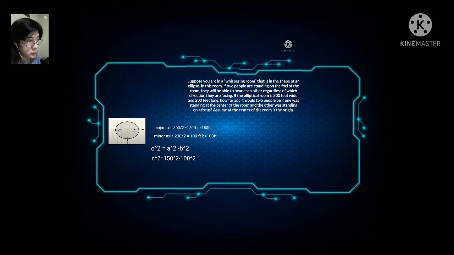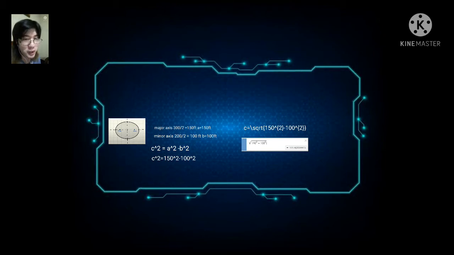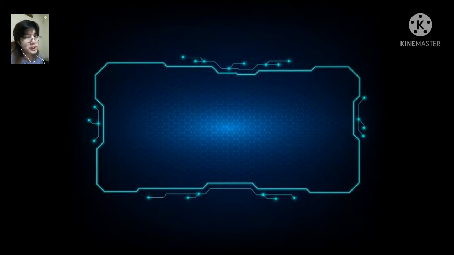We are going now to take the square root of both sides, which is C equals the square root of 150 squared minus 100 squared. And through decimals, we can get the distance, which is 111.803398875. Our next topic is functions as mathematical models, for which we have a model application example below.